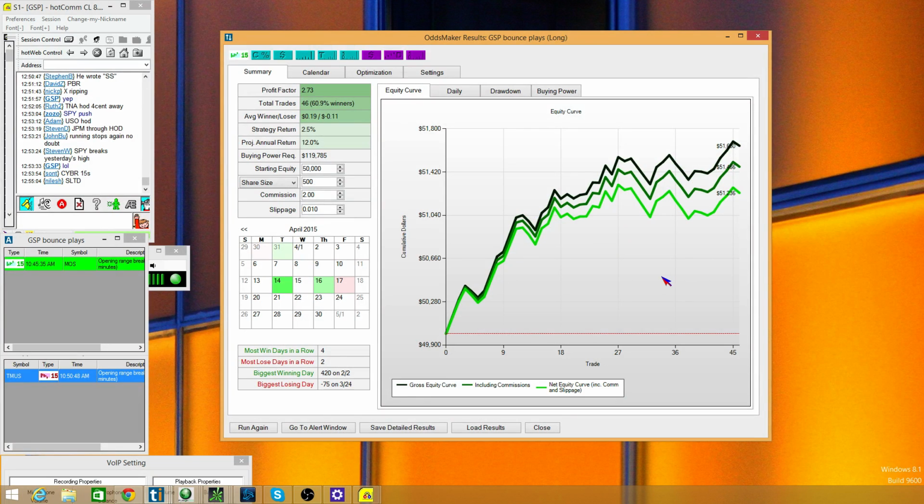And then, as we've all known for the past month or so, the volume has really been drying up in the markets. So, just a couple things. A, this is a good strategy.